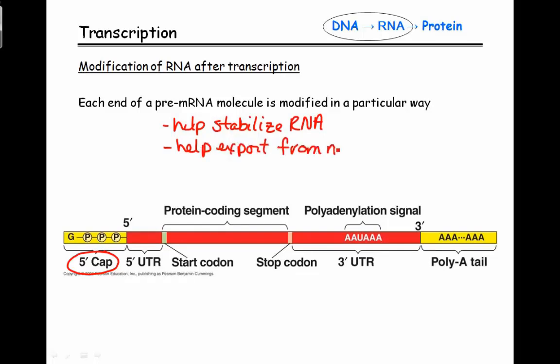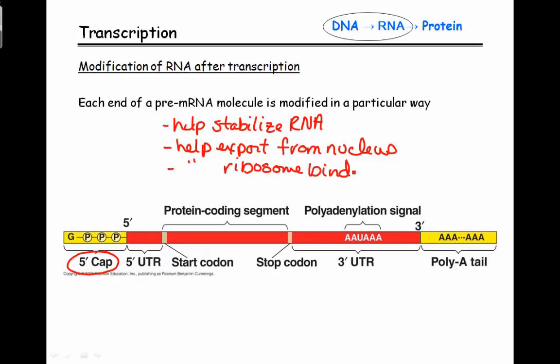The purpose of this RNA molecule is to tell the ribosomes how to make a protein. Well, the ribosomes are not located inside the nucleus, so we have to be able to get this molecule out to them. So the cap and the tail are going to help with that. And then also, they're going to help the ribosome actually bind to the molecule.